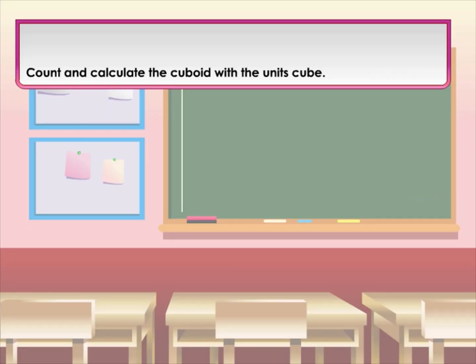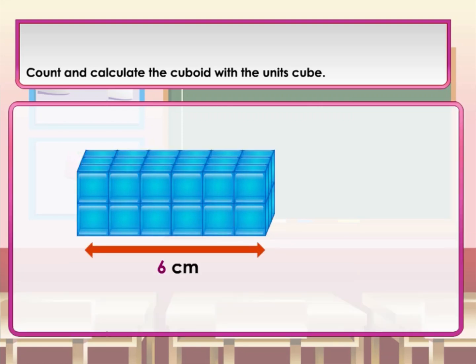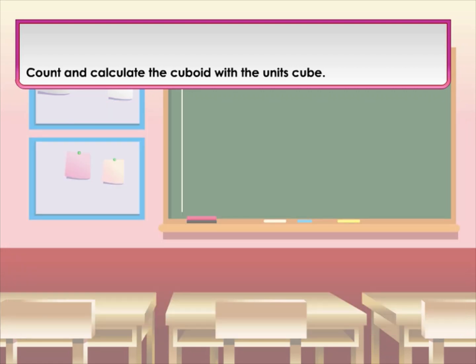Count and calculate the cuboid with the unit cube. This cuboid is made of 36 1 centimeter cubes. This cuboid has the length of 6 centimeters, the height of 2 centimeters, and the volume of 36 cubic centimeters. How do we find the breadth? Do you remember earlier how we found the length? Yes, to find one dimension, we have to divide the volume by the other 2 dimensions. So, 36 over 6 times 2 will give us 36 over 12. 36 divided by 12 will give us 3. So, the breadth is 3 centimeters.